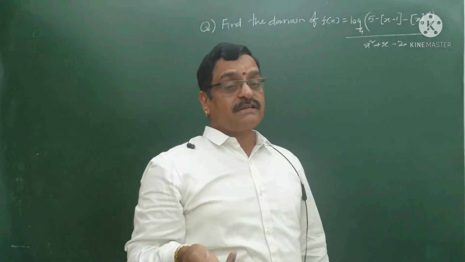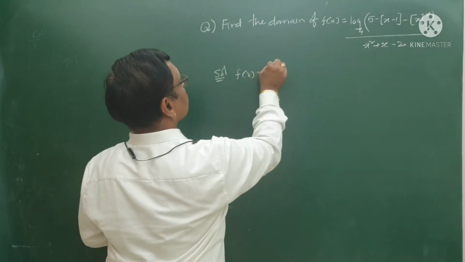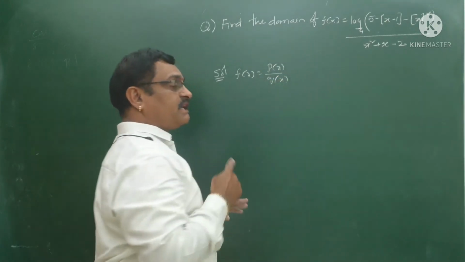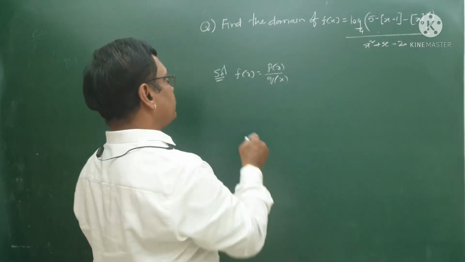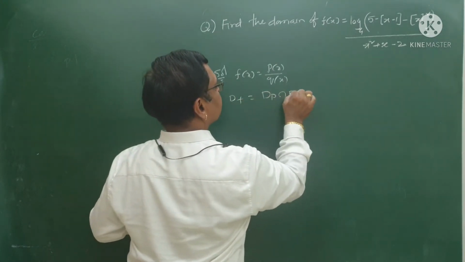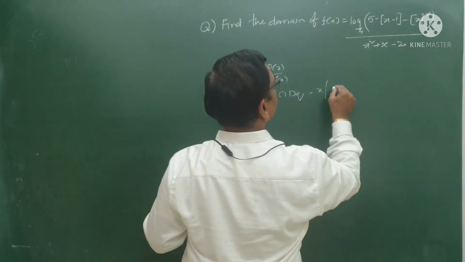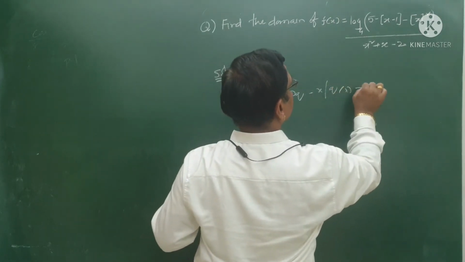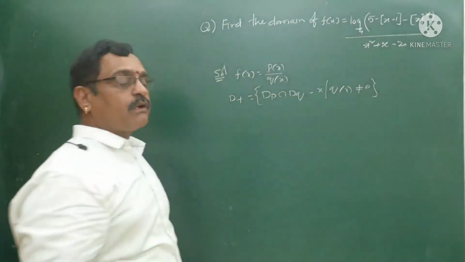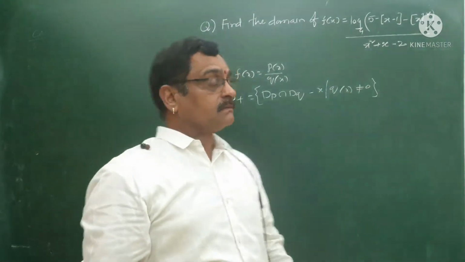What is the domain of a rational function? Suppose we have f of x equal to p of x by q of x. What is the domain of f of x here? Domain of f is equal to the domain of p intersection domain of q, minus the x such that q of x is equal to 0. This is a basic method. Now, first we find the domain of the numerator.